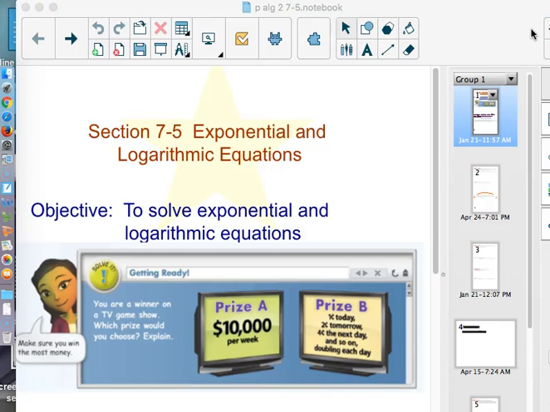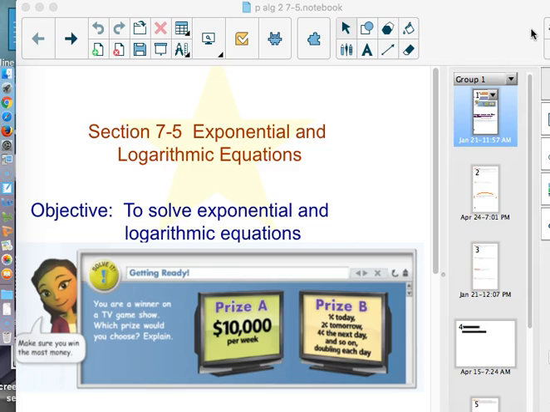Another set of equations that we need to be able to solve, because that's what algebra is about. Solve them all. So section 7.5, exponential and logarithmic equations. How do we solve these?